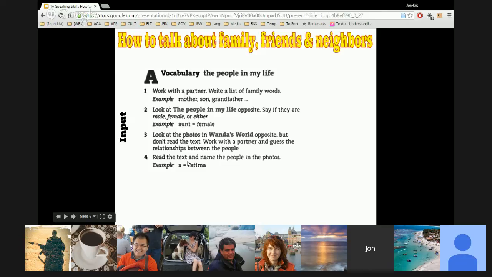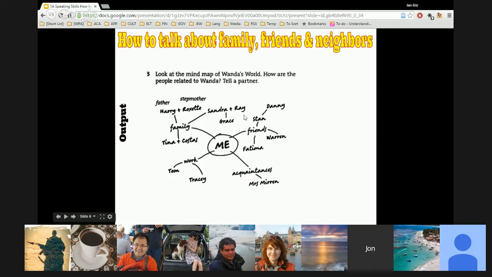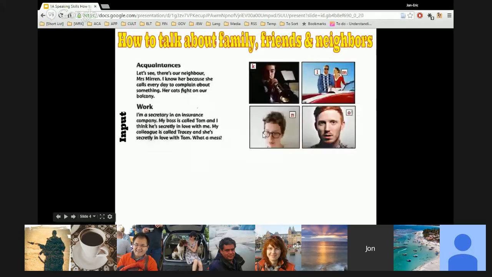Little exercise down there. We're going to see if we can now name the people and see if we can figure out if we were right or wrong. We had a few guesses. I also want you to look at a mind map afterwards, and we're going to see if we can talk about the relationship of those people to her.